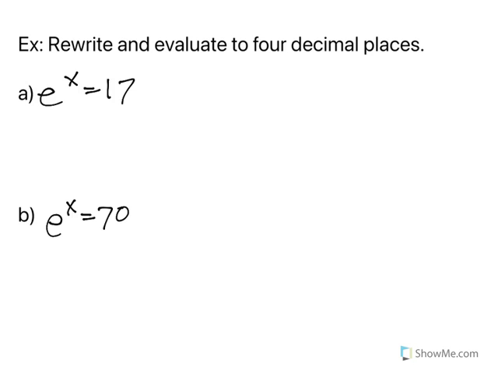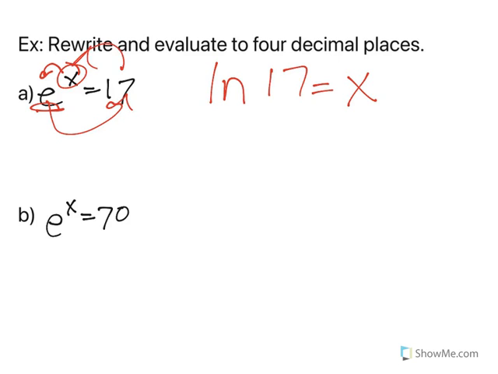Now, I do want to go this way and say rewrite and evaluate to 4 decimal places. Okay, so now we're working backwards. We have the exponential piece. How do I write this as a logarithm? Well, if it's base e, then I know I have a natural log. And just like with common logs, if the x is with the base in the exponential, it cannot be with the base in the log. So I end up with the natural log of 17 equals x.